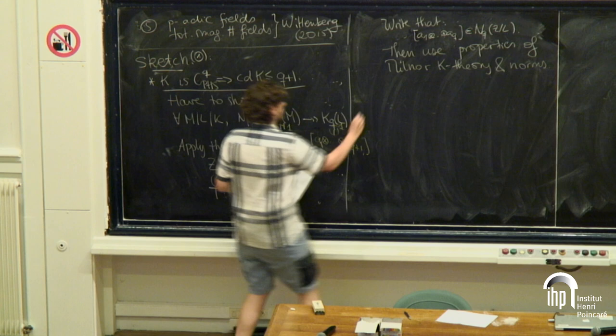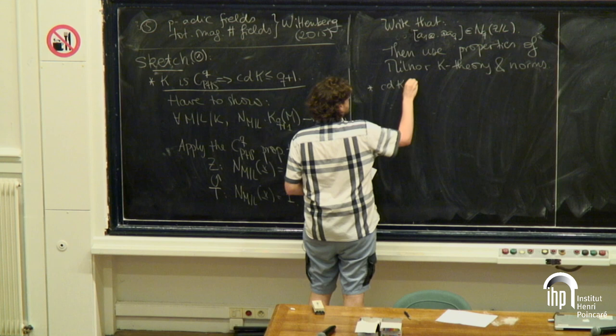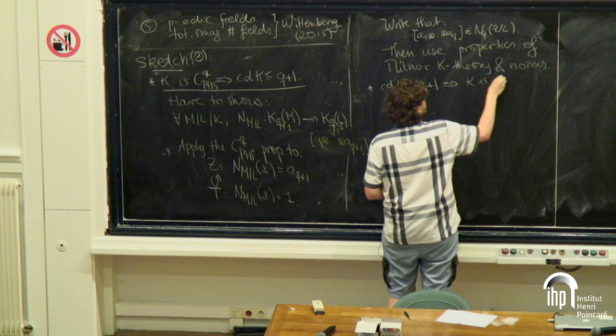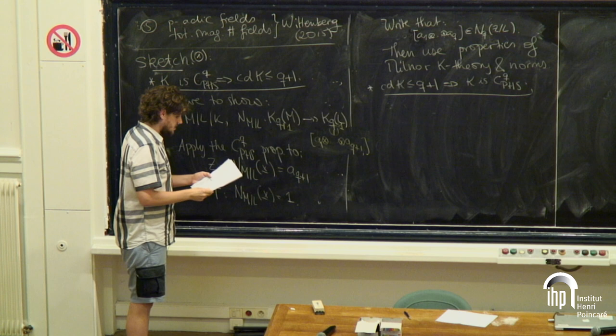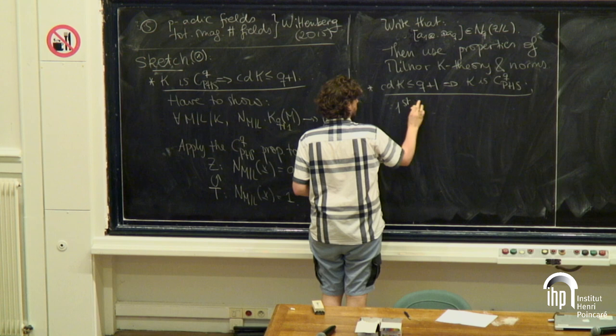OK, so now we want to go in the other direction. So let's say that my field has cohomological dimension at most Q plus 1. And I want to prove that K is CQPHS. And to do so, we are going to proceed in three steps. So first step is essentially cohomological. So we prove the following theorem.